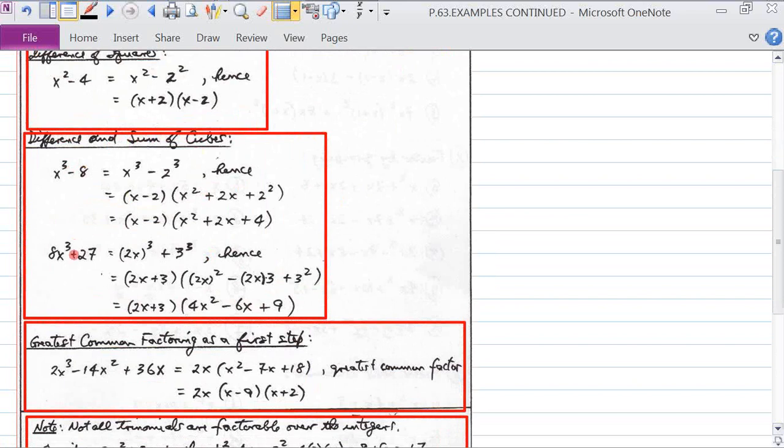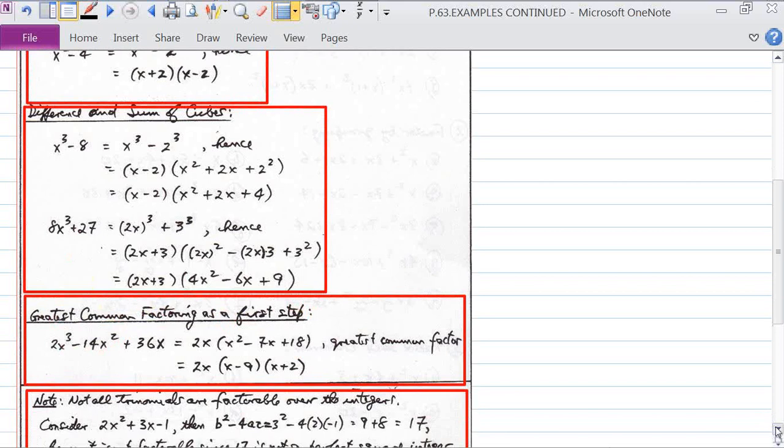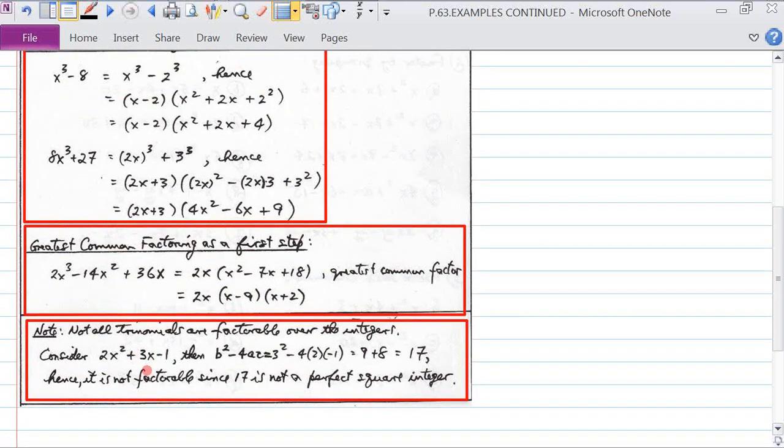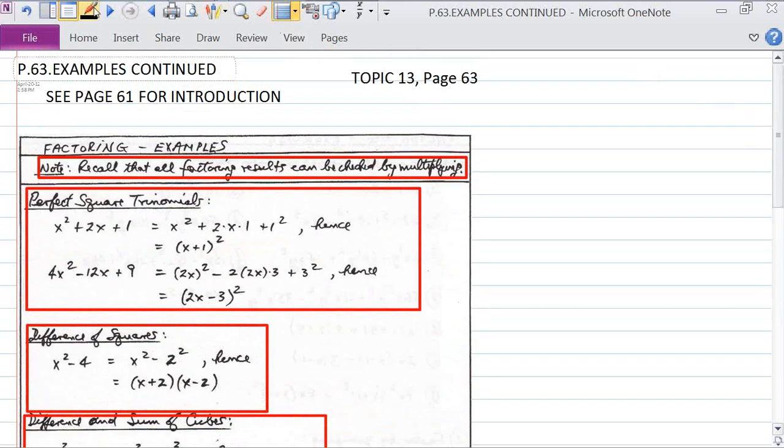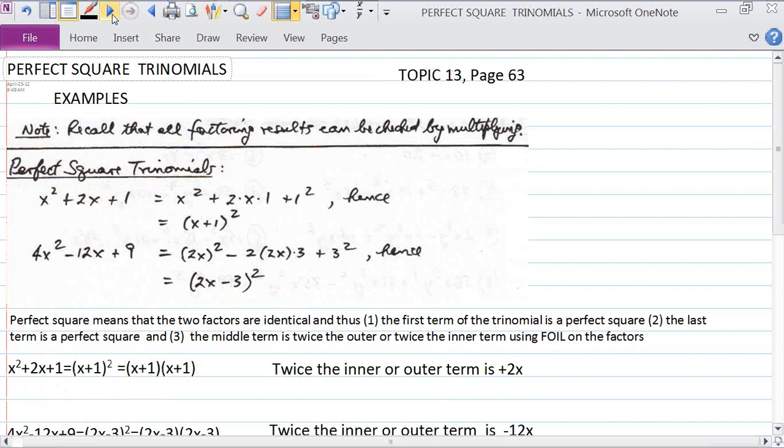Here's the difference and here's the sum. These are cubes right here. We're going to discuss that. Greatest common factoring as a first step. And lastly, how we determine if trinomials have integers as factors. So let's go to the first problem.